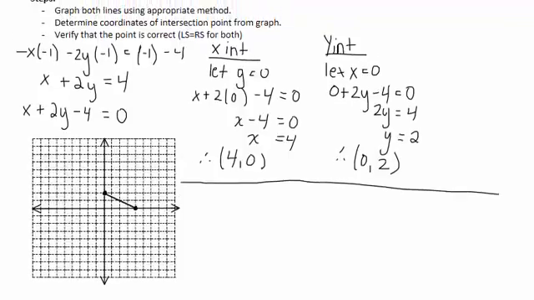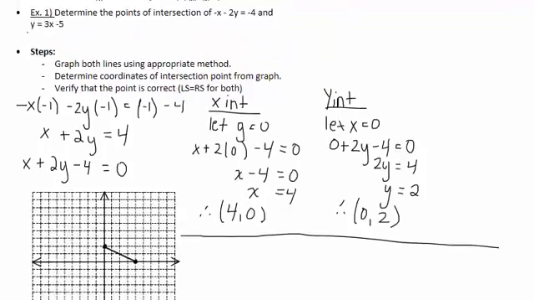To graph our second line, which is y equals 3x minus 5, the best way to do it is the slope-intercept method. So we'll plot our y-intercept, which occurs at 0, negative 5, and we will use the slope to find the next point. The slope is rise over run, so 3 over 1, so we will go up 3 from this point, and to the right 1, and then we will connect those points.